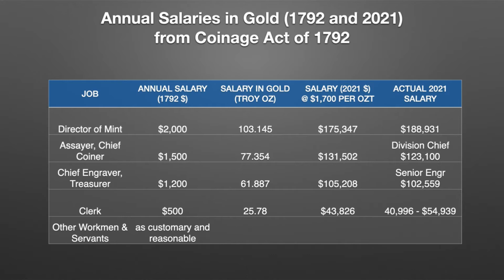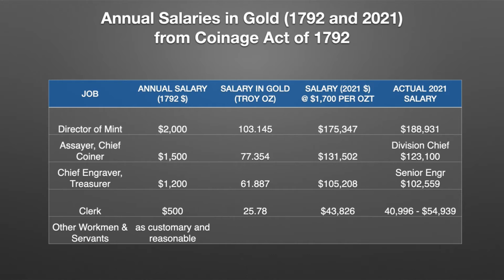The next line is the assayer and the chief coiner. They each made $1,500 in 1792, and their salary in gold was 77.354 troy ounces, which in 2021 works out to $131,502. I couldn't find those exact job titles, but there was a division chief who made $123,100 a year. So that's pretty close to the salary in gold in 1792.